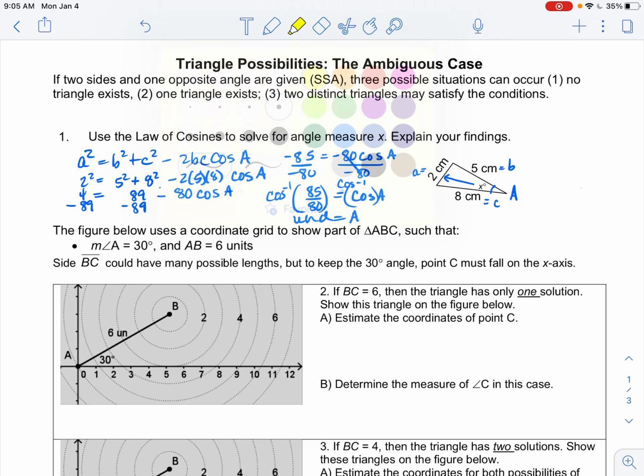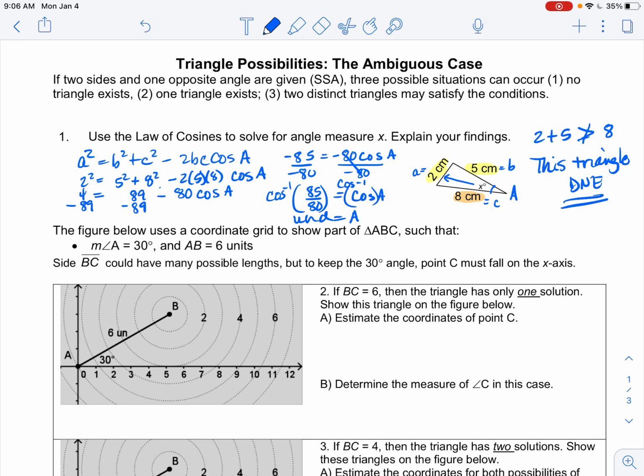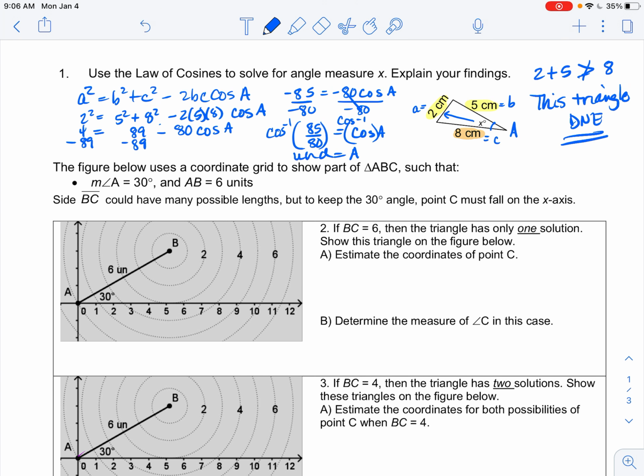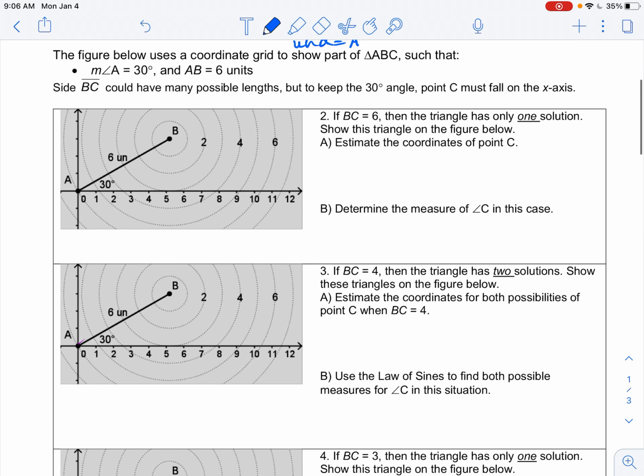Think back to your geometry days, and there was a theorem called the triangle inequality theorem, which stated that the sum of the two shorter legs of a triangle always is greater than the third side. In this case, the two shorter legs are the 2 and the 5. The sum of the two shorter legs has to be greater than the third side, otherwise the triangle does not exist. So in this case, 2 plus 5 is not greater than 8. So this triangle does not exist. You can put those lengths on this triangle, but this is not going to make a real triangle.